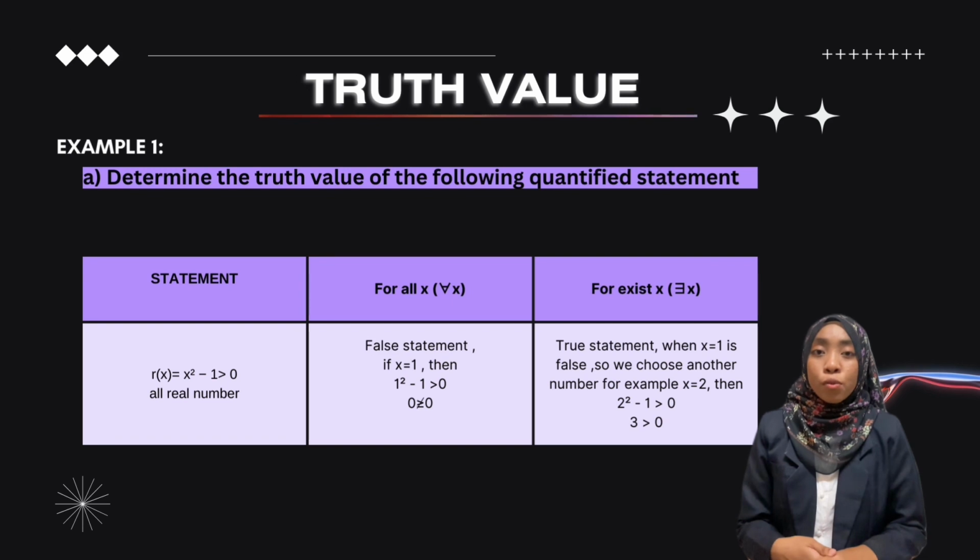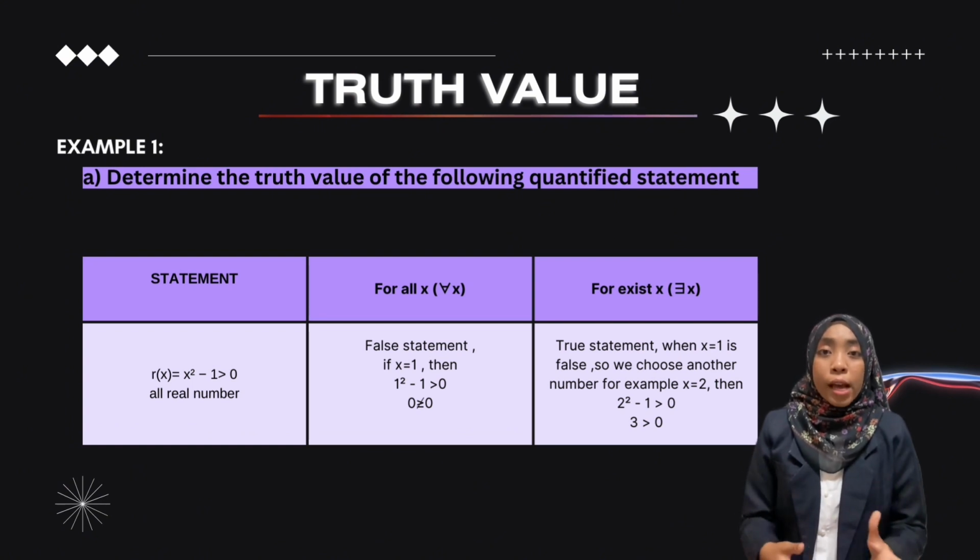1 power of 2 minus 1 is equal to 0. So, 0 is not more than 0. So, the statement is false. Next, we move to the next statement.